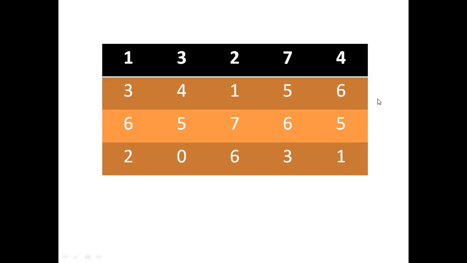The maximum of the minimums is 5, because among 1, 1, 5, 0, the maximum is 5. Maximin is equal to 5.